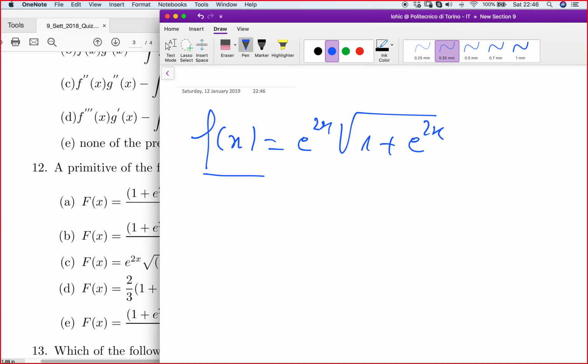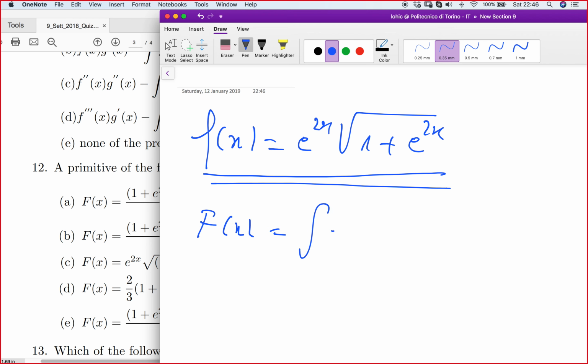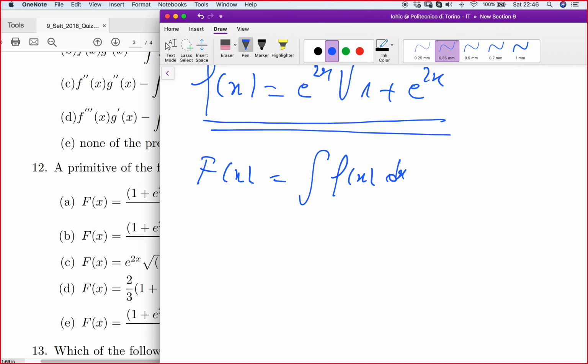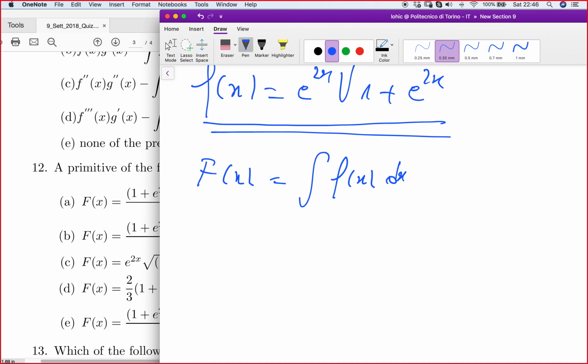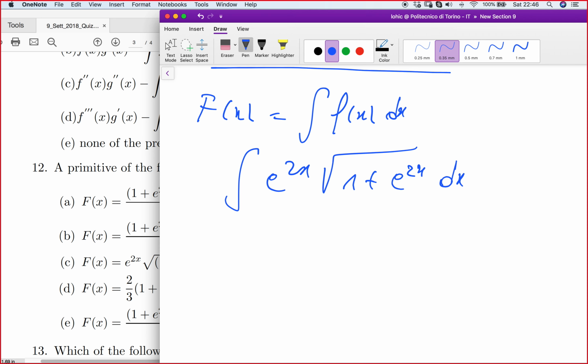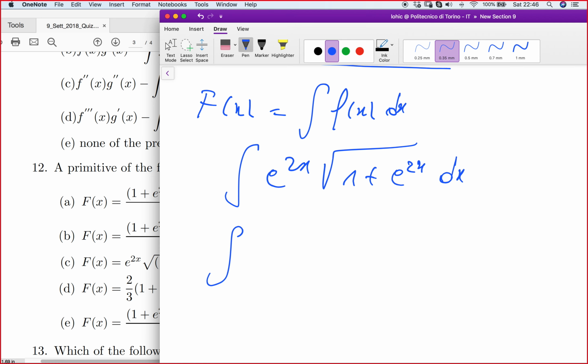So to find the primitive, we have to do the integral. All of the primitives are the integral of f of x in dx, right? This typically will be the integral of exponential of 2x multiplied by root of 1 plus exponential of 2x in dx. Nice. We can write it like exponential of 2x multiplied by 1 plus exponential of 2x all to power half in dx.